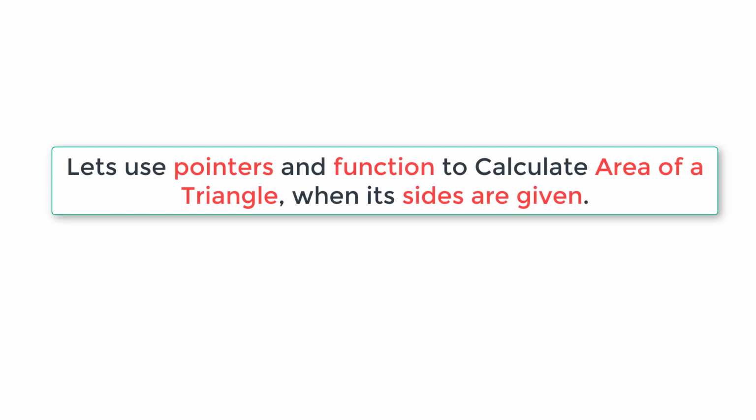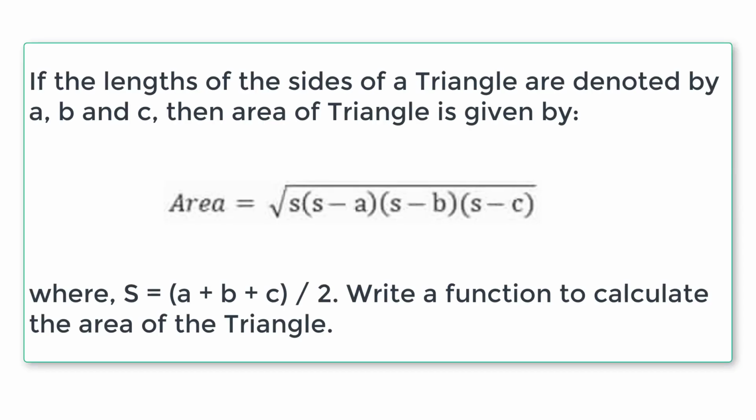Let's use pointers and functions to calculate area of a triangle when its sides are input by the user. So we need to calculate area of a triangle using its sides. That means we need to use Heron's formula or Hero's formula. So let's check the actual problem statement.